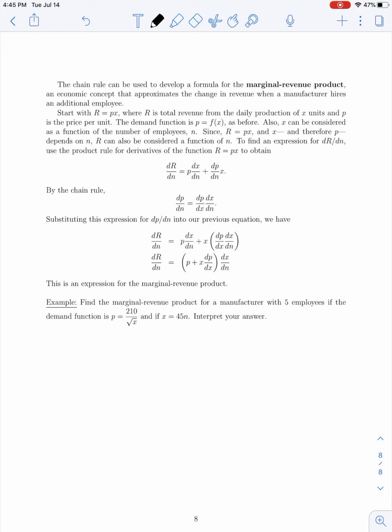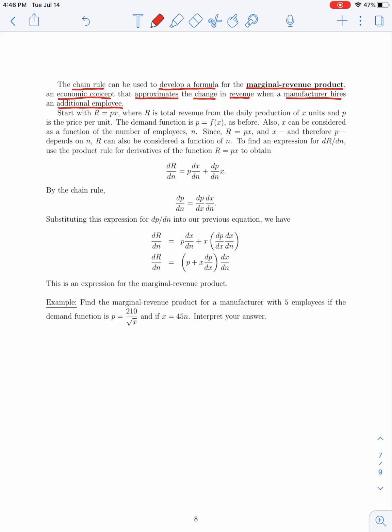Now the last part of our section deals with something known as the marginal revenue product, which is a concept from economics, and it makes use of what we've been talking about with the chain rule. So here we can make use of the chain rule to find a formula for the marginal revenue product, which again is this economic concept that will be used to approximate the change in revenue when a manufacturer hires additional employees. So let's think about how we can derive our formula for this marginal revenue product.